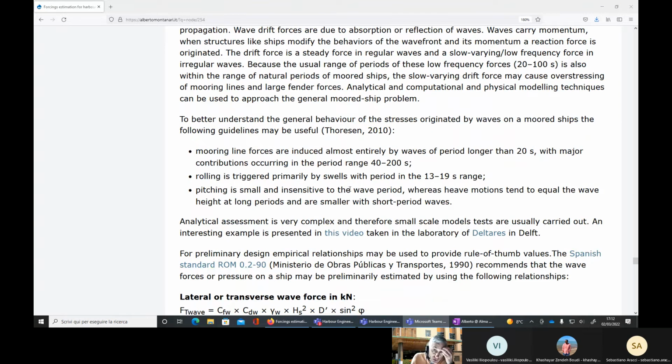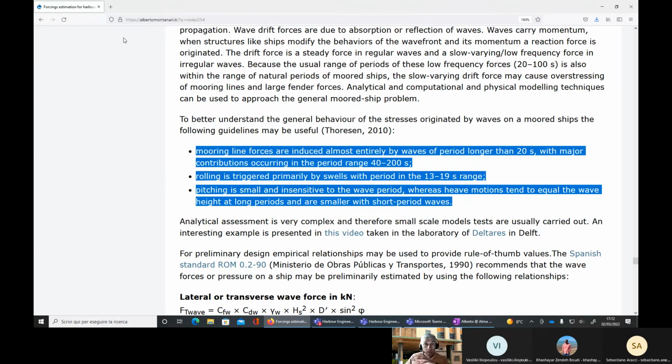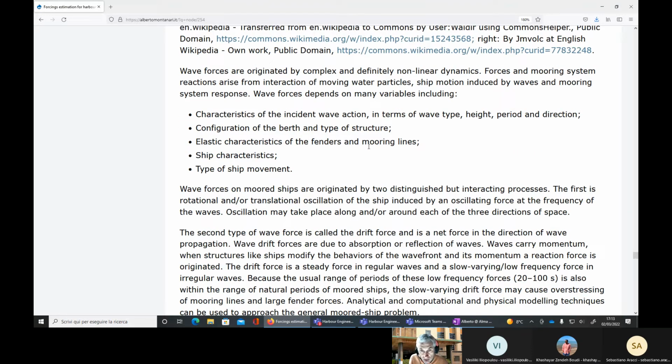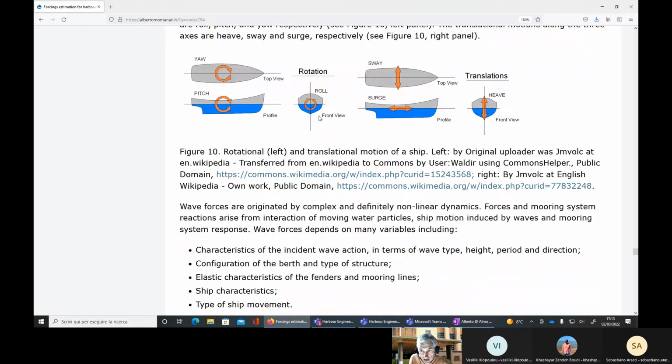And that's it. I just want to give you some considerations that help you figure out the behavior of the mooring forces arising from wave forcing. Mooring line forces are induced almost entirely by waves of period longer than 20 seconds, with major contributions occurring in the period range 40 to 100 seconds. Rolling is triggered primarily by swells with period in the 13-19 seconds range. Just to remind you, rolling is this one, rotation along the longitudinal axis.